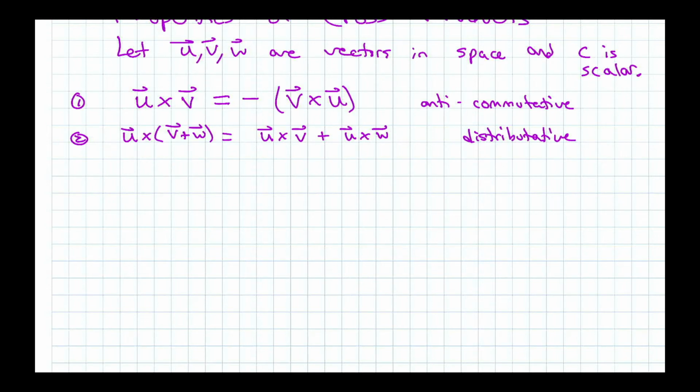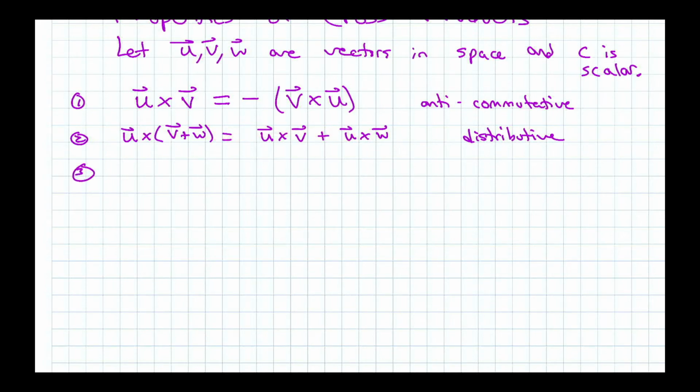Distributive. There's like an extra letters in there. Okay, distributive. So be careful on the order here. If you put the U on the left, then the U needs to be on the left here and here. It's really easy to screw that up, but order matters.